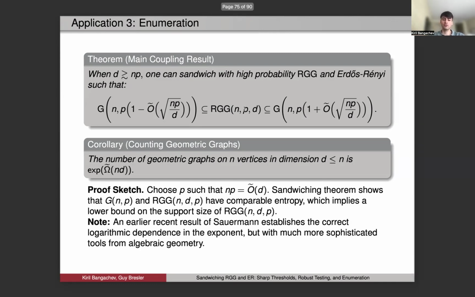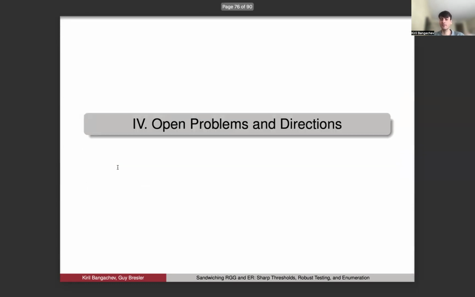We know that this is not a new result. There is another recent paper of Lisa Zauerman, which establishes the same result, and even with a much stronger and tighter dependence on the logarithmic factors, which we omit here. But it must be noted that the tools used in this paper are much more sophisticated and come from algebraic geometry, while ours is a simple probabilistic construction. So this is about applications. I'll finish with some open problems and directions.